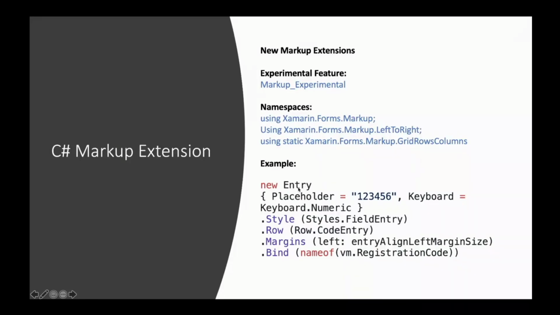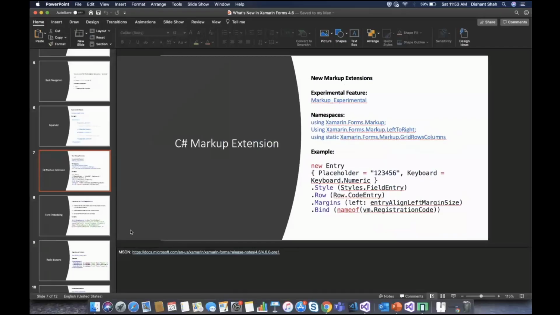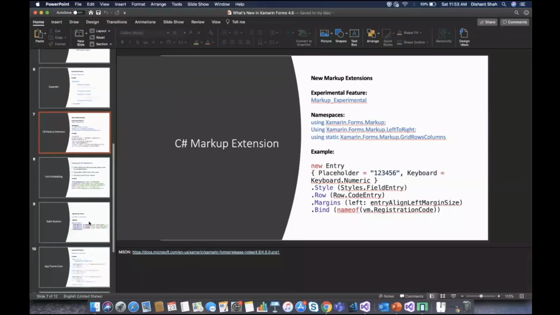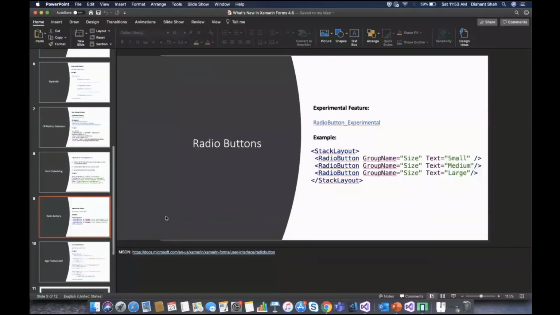So this is this entry control, and with that we have these new methods like how to set the style, row, margin, and bind. So let's quickly go, and I have these other two new features. Let me first go through those, and then for all three I will show the demo at once.